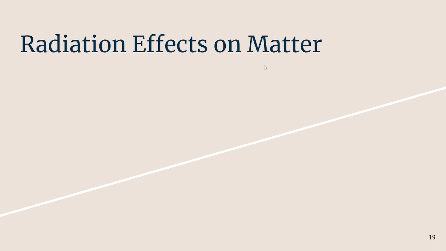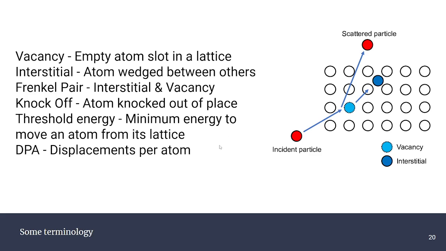So, radiation effect on matter. I probably should have changed the word from matter, but basically materials. Just some basic terminology before we get too far into it. We have vacancy, which is an empty spot. This is a little story. This blue atom was right here. We had this particle come, and it had enough energy to knock it out of place. So this particle went up over here, and now we have this empty slot right here. This empty slot is our vacancy.